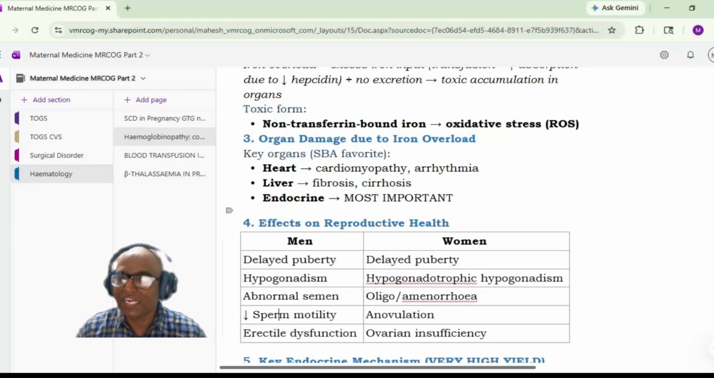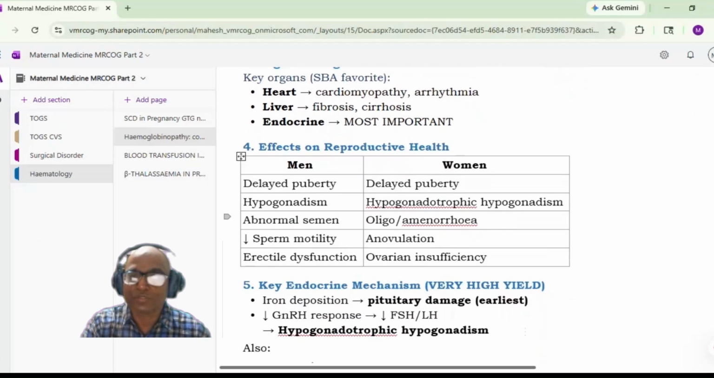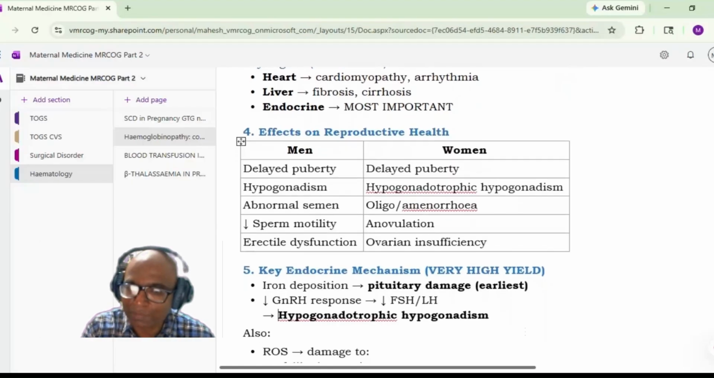While in females, it will lead to delayed puberty, hypogonadotropic hypogonadism, oligomenorrhea, amenorrhea, anovulation, and ovarian insufficiency. Not only that, even within the endometrium cells, there will be accumulation of iron deposition. Okay, so what is the mechanism of this endocrinopathy? The iron deposition happens in the pituitary also, and that is the earliest change which is noticed. That will cause a decreased GnRH response. So there is a decrease in FSH and LH, and that will lead to hypogonadotropic hypogonadism.